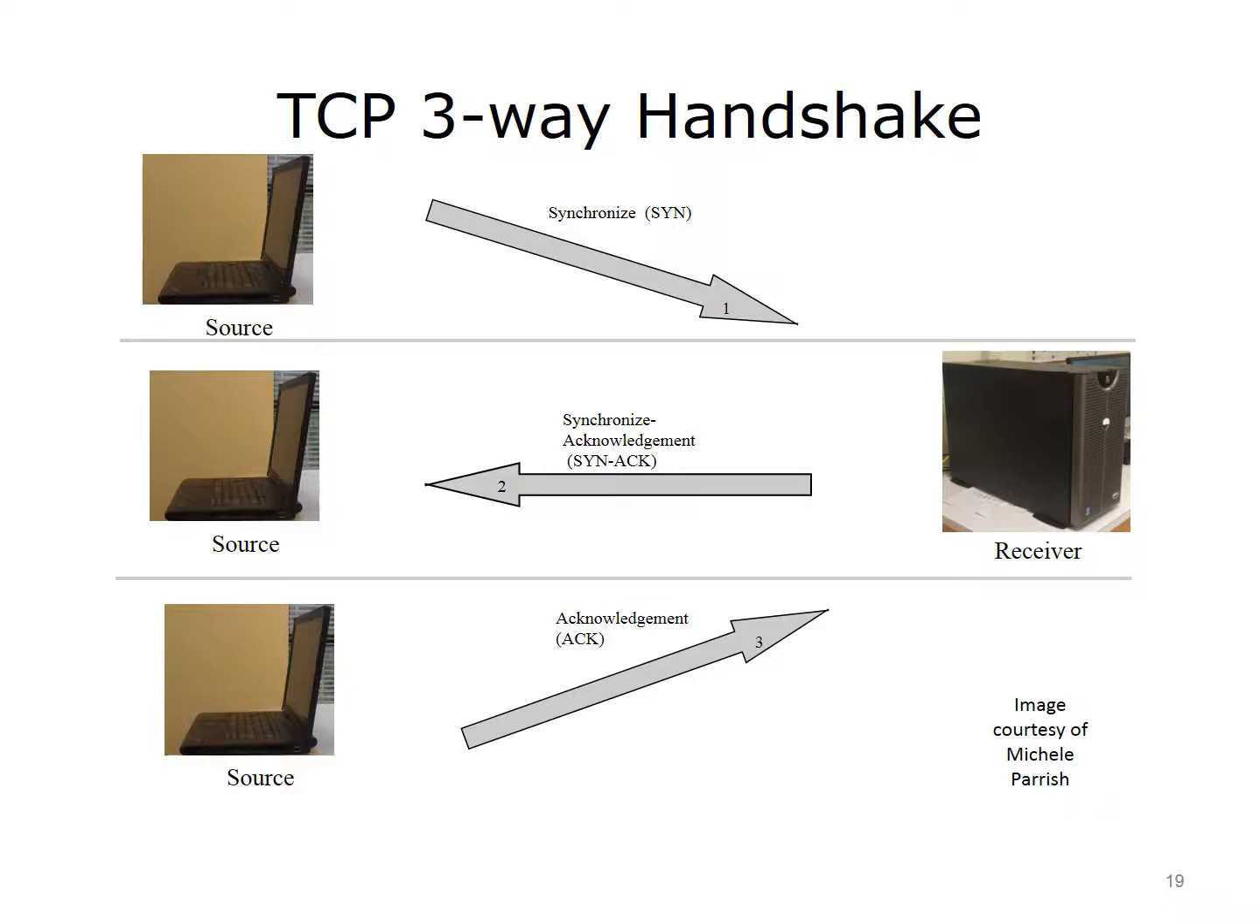The sequence number is set to the received acknowledgement value, i.e. A plus 1, and the acknowledgement number is set to one more than the received sequence number, i.e. B plus 1. At this point, both the client and server have received an acknowledgement of the connection, and data transmission will start.